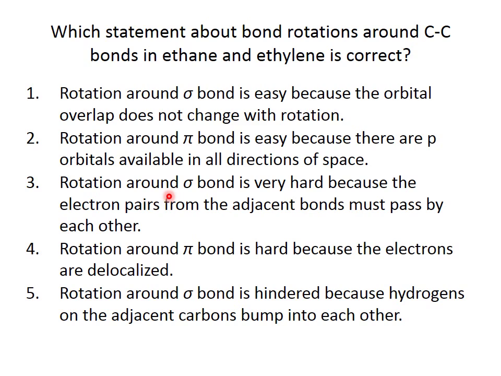Rotation around a sigma bond is very hard because the electron pairs from adjacent bonds must pass by each other. This is true that electron pairs from adjacent bonds must pass by each other, but it is not very hard. It's called torsional strain when you see bonds that line up, but it's not a huge resistance to rotation. It's a small resistance to rotation.